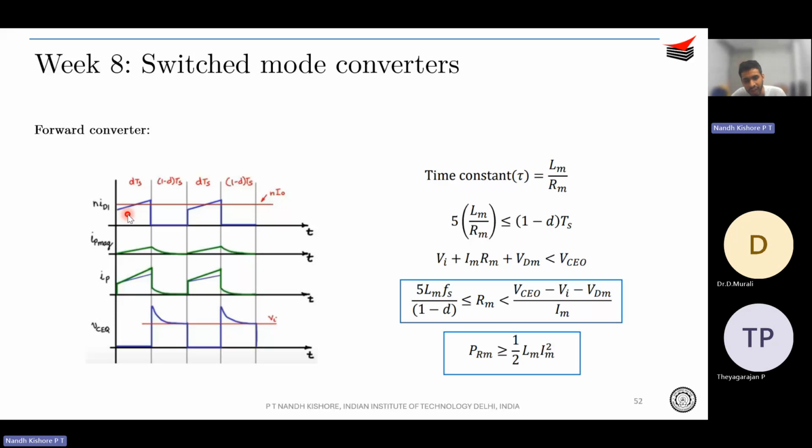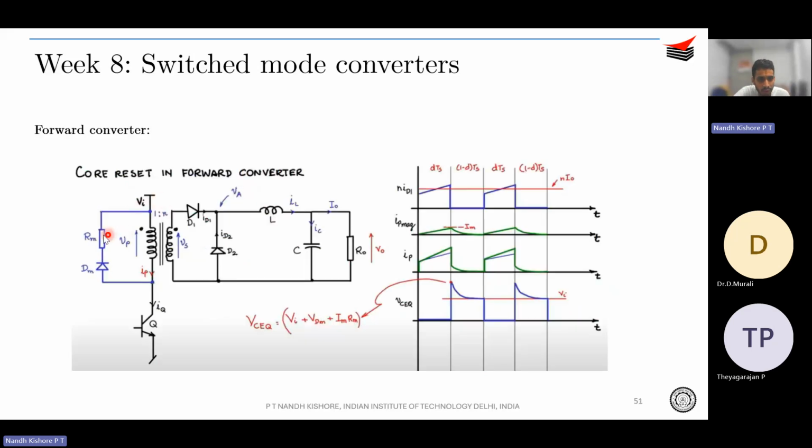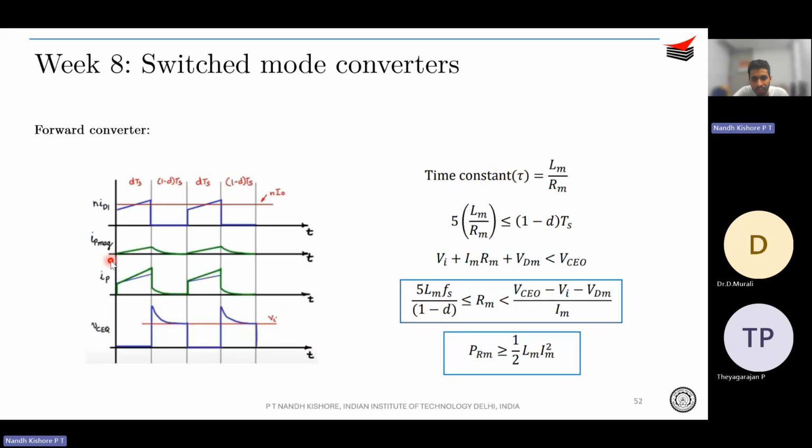And you also studied how to size these values of RM and DM, correct? So it is based on the time constant, that is you want the flux to decay back to almost zero, right? In the (1 minus D)Ts period, you want the flux to decay back to zero. So that is why you want the 5 tau, the settling time, to be much, much faster than your (1 minus D)Ts period.